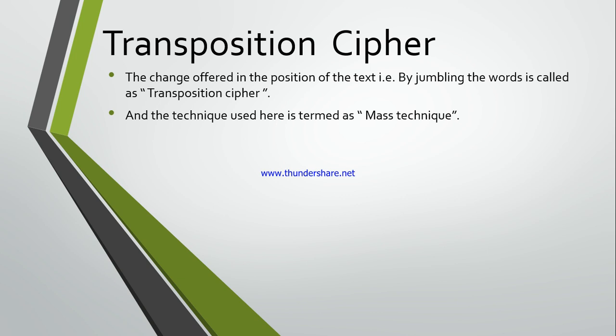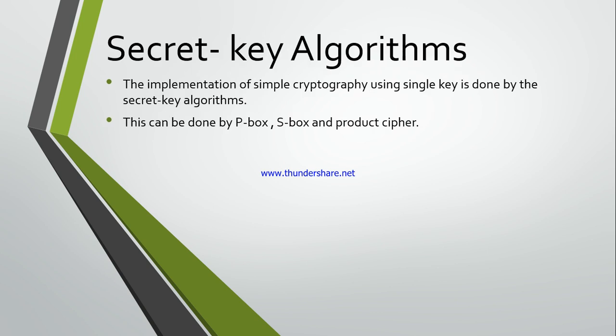Transposition ciphers. The change made in the position of text by jumbling the words is called a transposition cipher, and the other technique used here is termed a mask technique.